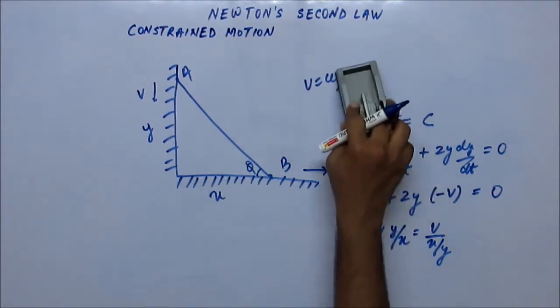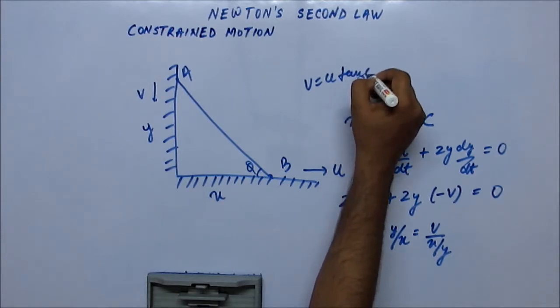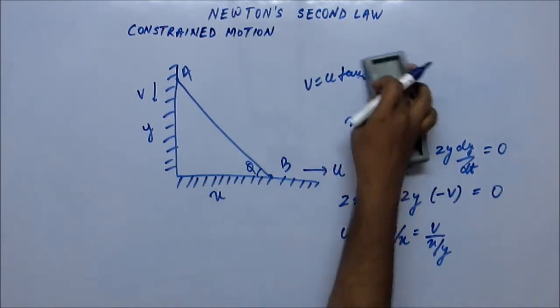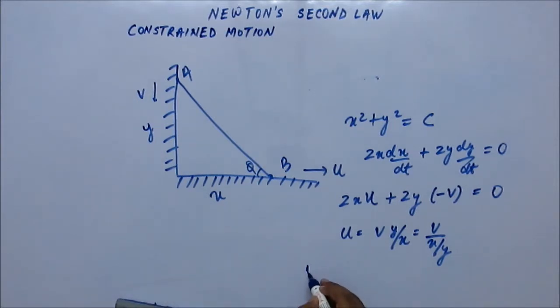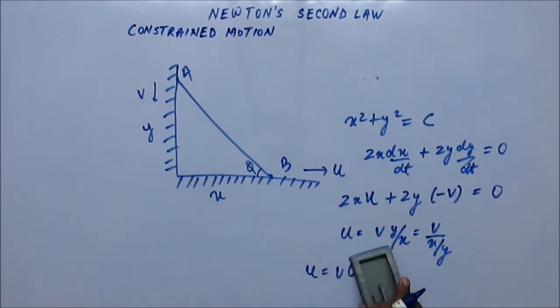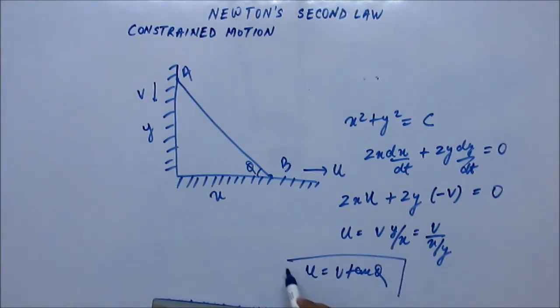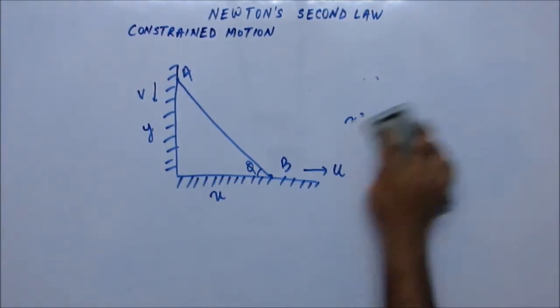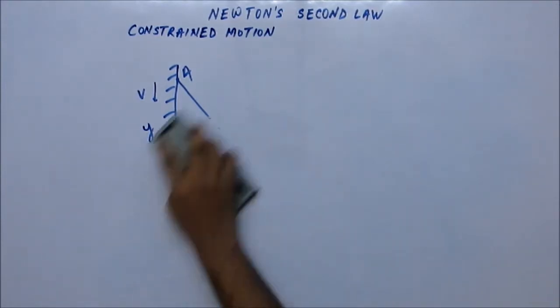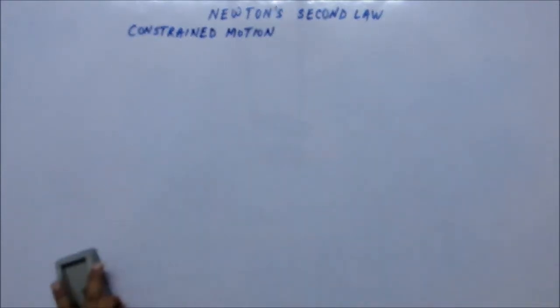Oops, this is not cos theta, this is tan theta. So u is equal to v tan theta. U is equal to v into tan theta. Okay, so I hope you got this, tan theta, not cos theta. So things are working fine with you. It's easy, you're getting through this, no problem.